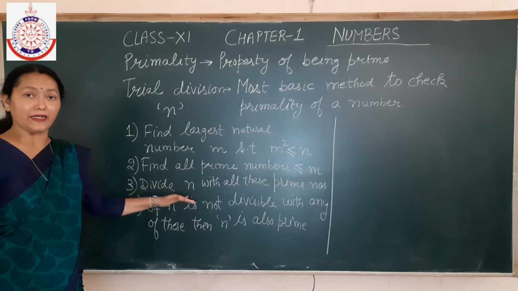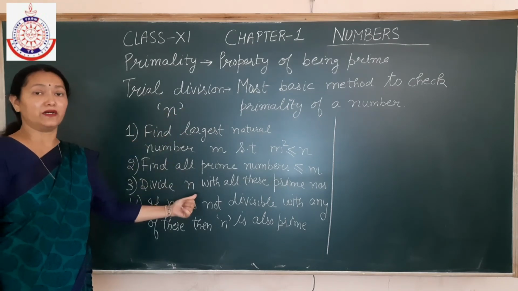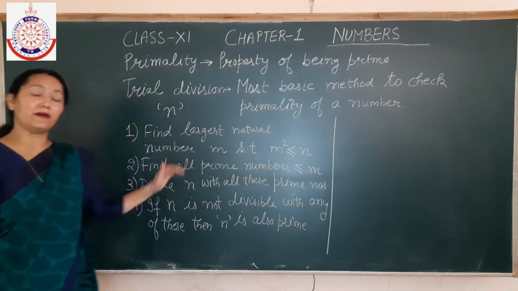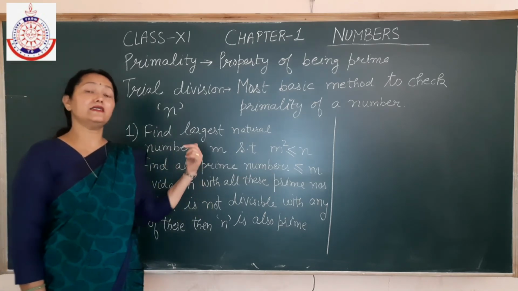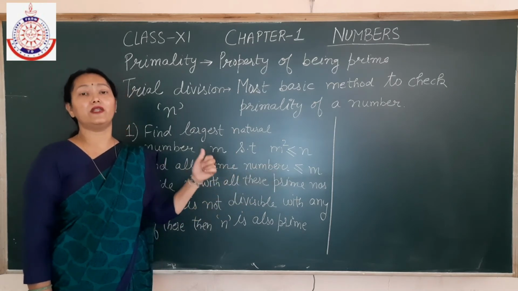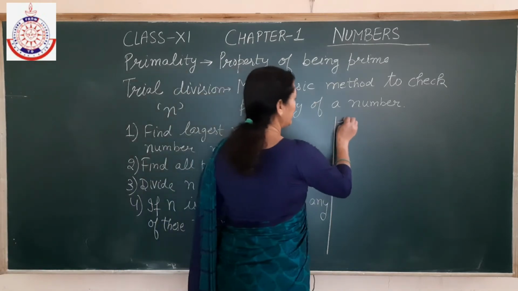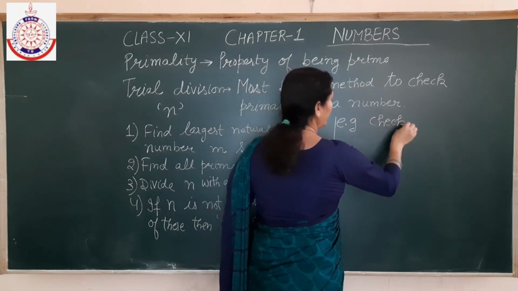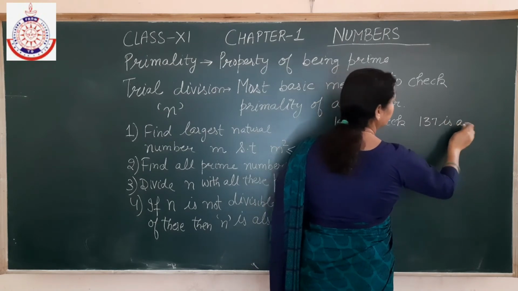If our number n is not divisible by any of these prime numbers, then the number n will also be prime. In case n is divisible by any of these numbers, then n will not be a prime number. Let us understand with the help of an example. Suppose we have to check whether 137 is prime or not.